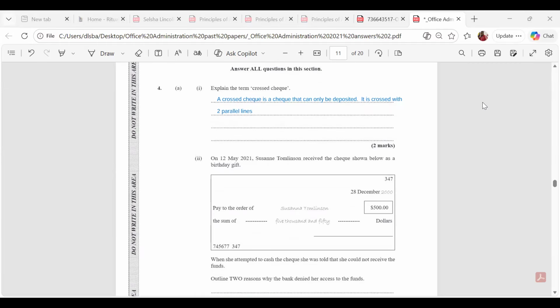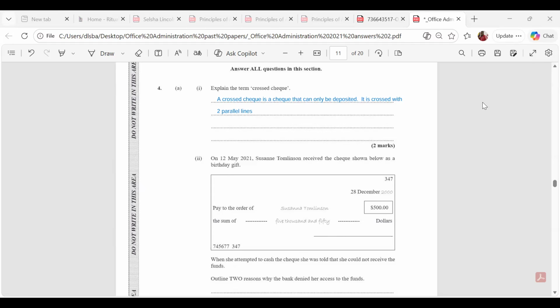Then they said, on the 12th of May, Suzanne Tomlinson received the check shown below as a birthday gift. When she attempted to cash the check, she was told that she could not receive the funds. I want you to take a look at the check that she received on the 12th of May 2021, Suzanne Tomlinson, and see if we could figure out why she couldn't receive the funds.